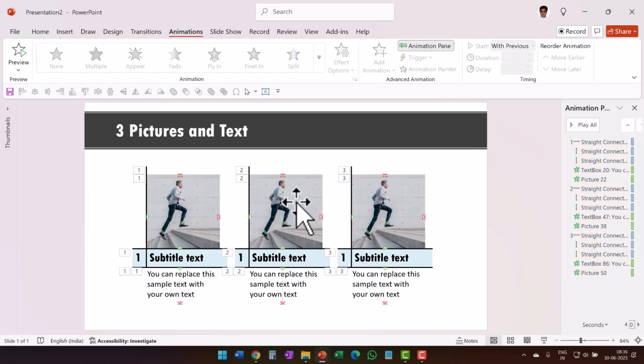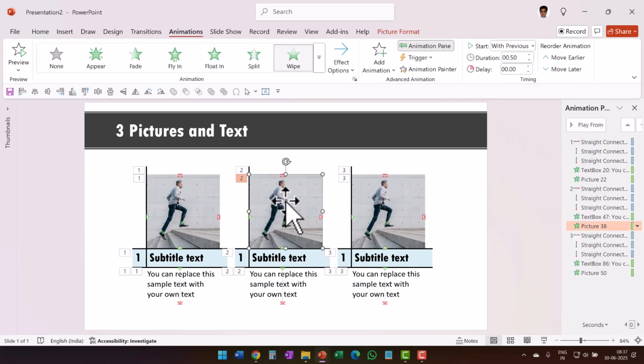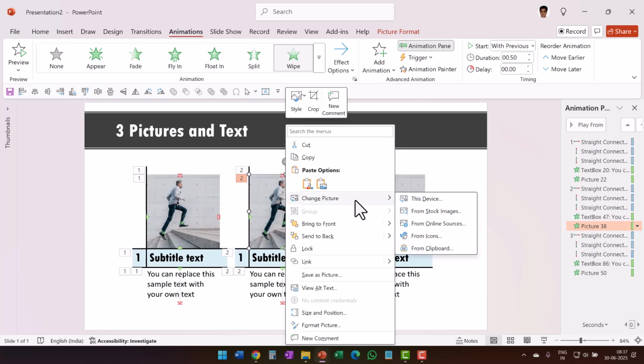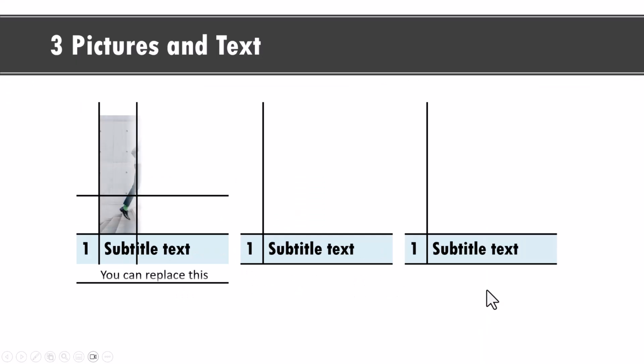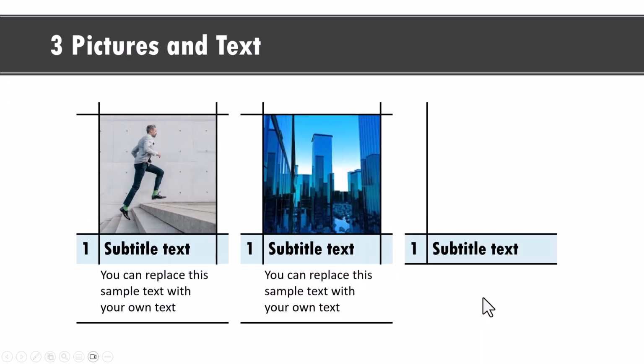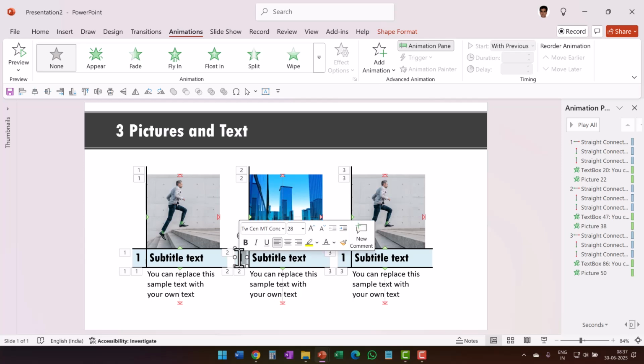If I want, I can always replace this picture with some other picture of my choice. For example, I have this picture. Let me cut it. Let us right click, change picture, and this is going to be changed from clipboard. Now the picture is changed. When I go to slideshow, the first one goes like this, the second one goes like this. Everything works beautifully. All I need to do is to make changes to my number here.